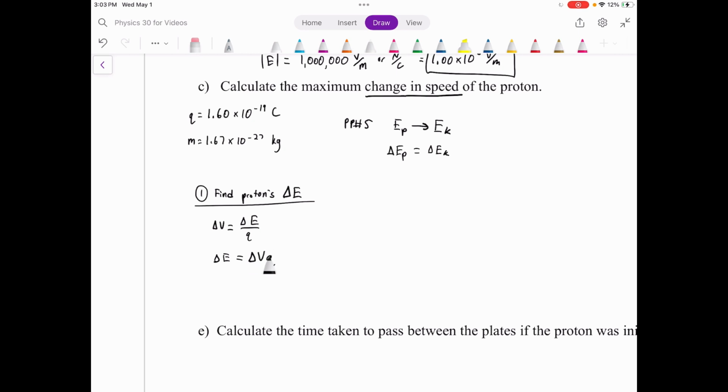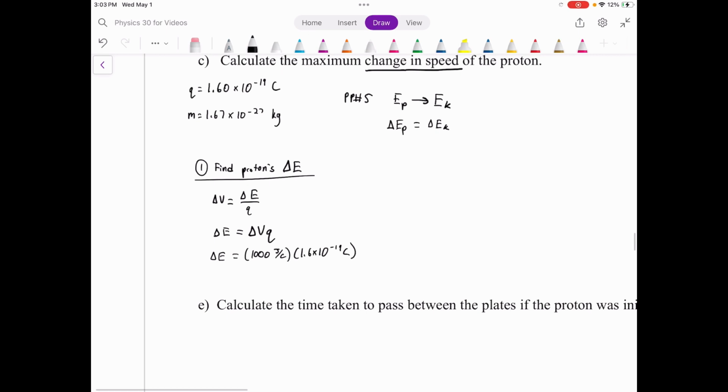So multiply it by the number of coulombs of charge that it has, and you get the actual change in energy by moving between those two positions. So putting in our numbers, the voltage is 1,000 volts or joules per coulomb, and the proton has 1.6 times 10 to the negative 19 coulombs of charge. So its change in energy will be 1.6 times 10 to the negative 16 joules.